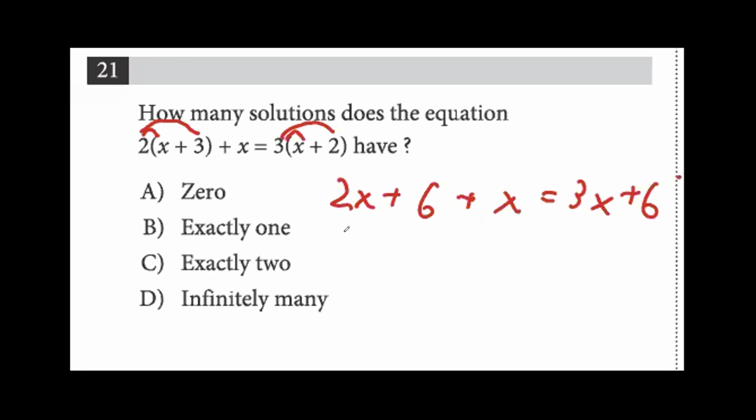So in this case, we have 2x plus x, which is just 3x, plus we still have the 6, equals 3x plus 6. In this case, since we have 3x plus 6 equals 3x plus 6, since they're the same equation, no matter what we get for x, any value of x will make this equation true. So how many solutions does this equation have? Infinitely many. The correct answer is D.